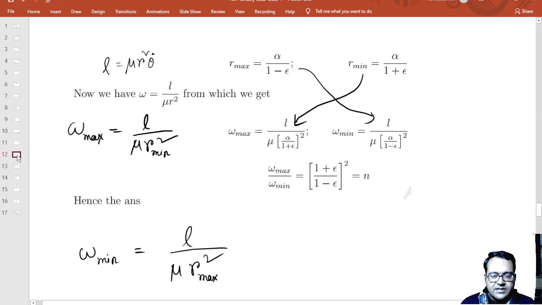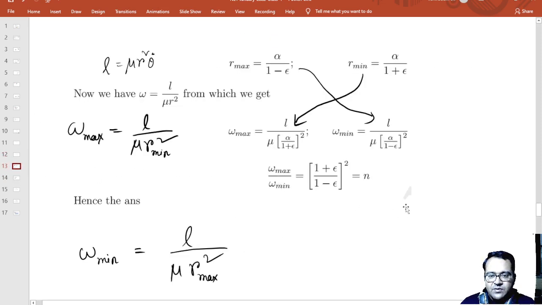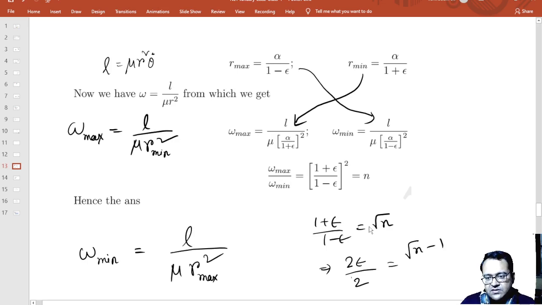So hence we will get the answer. What was the question? Eccentricity of the orbit. Okay. So omega max by omega min, if this is the n, then we can get 1 plus epsilon by 1 minus epsilon equals square root of n. And again here we took it minus. So 2 epsilon by 2, root n minus 1 by root n plus 1, like this.